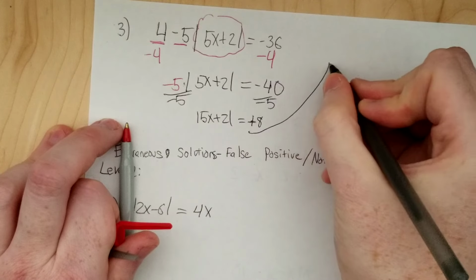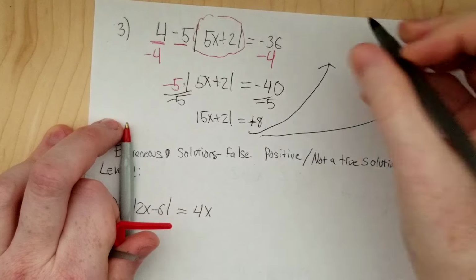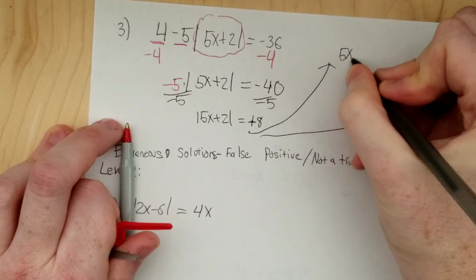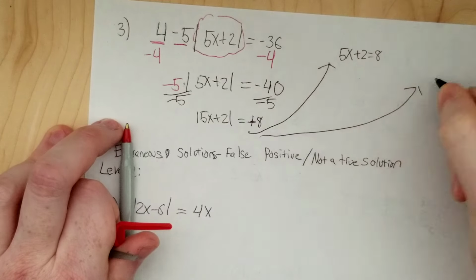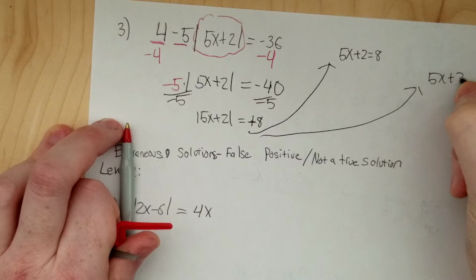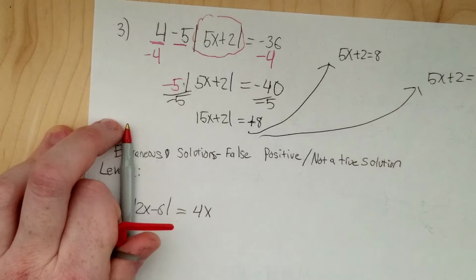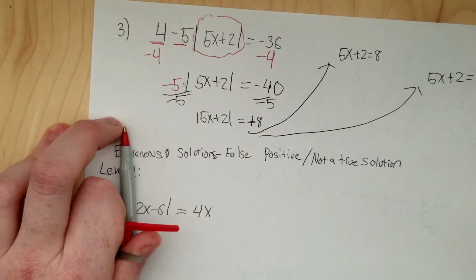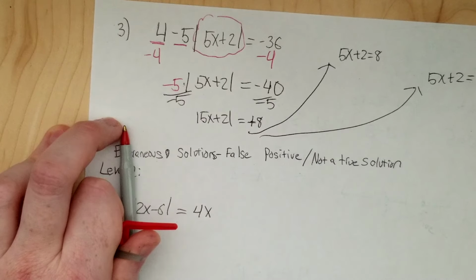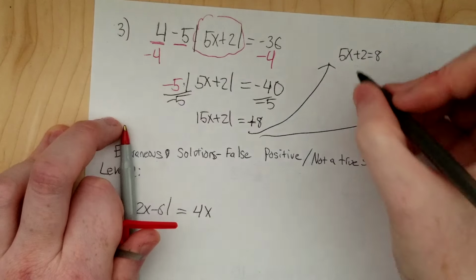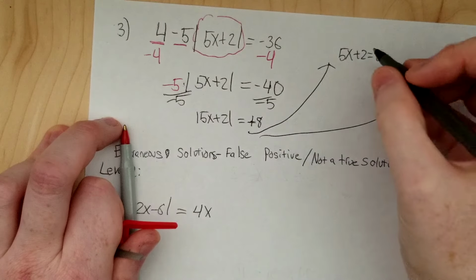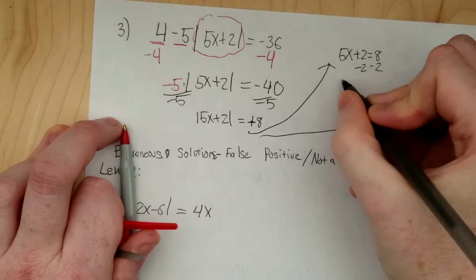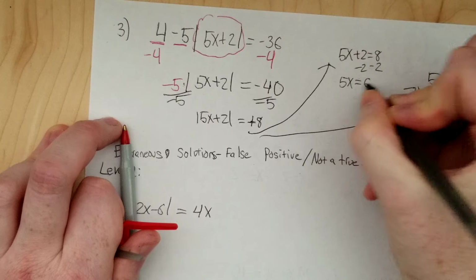So now we're ready to split our equation. We would have 5x plus 2 equals 8, and 5x plus 2 equals -8. Take a second, solve these equations, and pick the two answers that are correct from the choices given in this question. All right, so if you work those out, you should have got 5x equals 6.